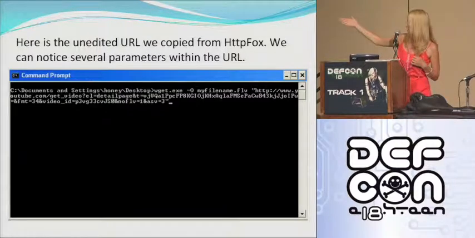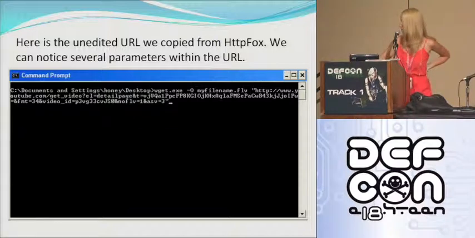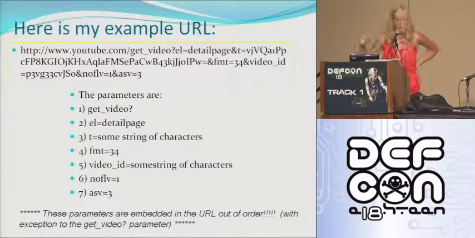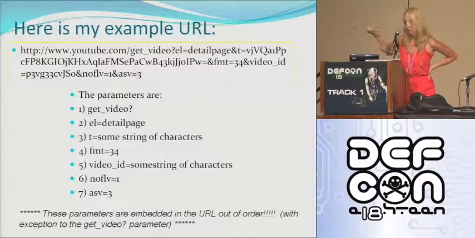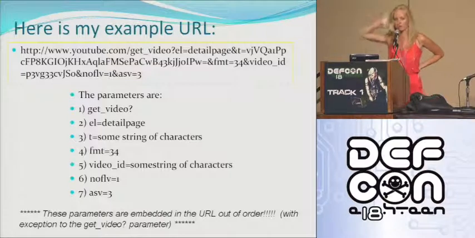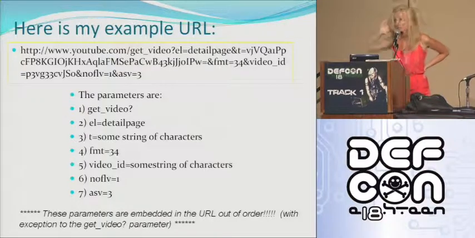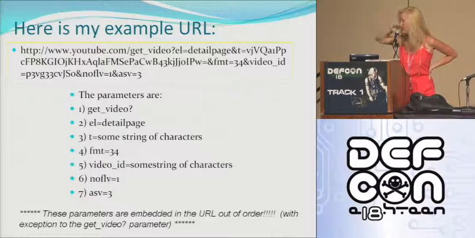So here's the unedited version of the URL. You can see there's a whole bunch of parameters there, the web page and a bunch of different parameters. There's the URL again, so I broke down each of the different parameters. There's get video, then there's a detail page, there's T, and some string of characters. It's 43 characters, actually. And then there's the FMT, that has to do with resolution. And then there's the video ID, which is the actual video ID. Then there's NoFlu and SFE.